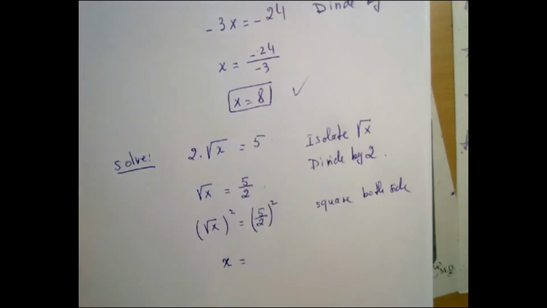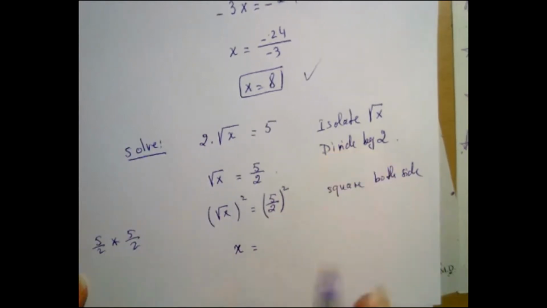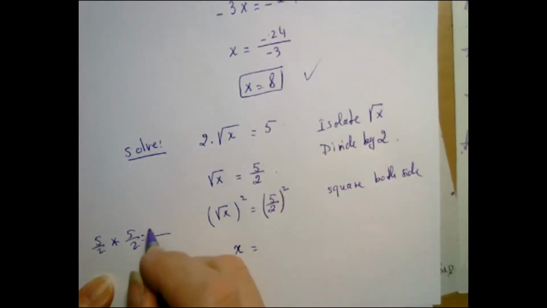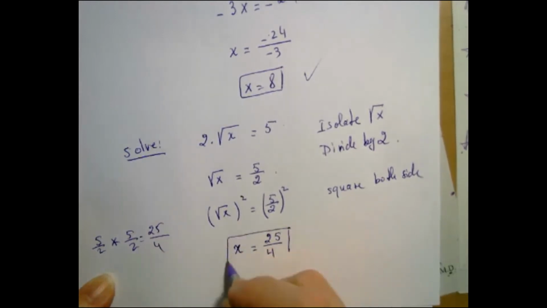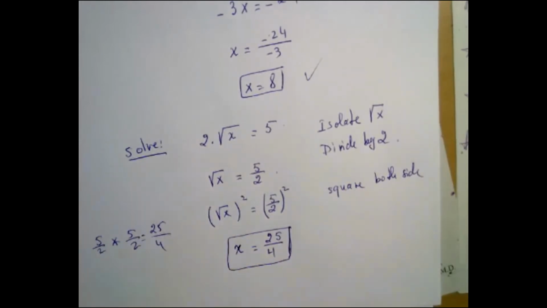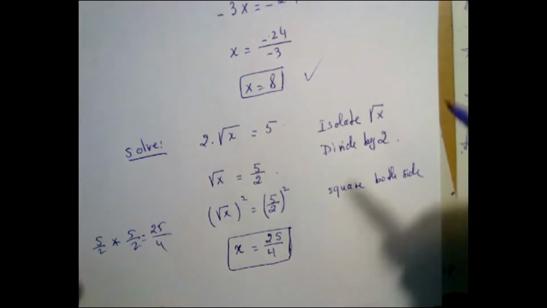Now 5 over 2 squared, we've done this before. It means 5 times 5 over 2 times 2. It means it's 25 over 4. End of the problem. Okay, so in this case, again, we can isolate the square root of x.